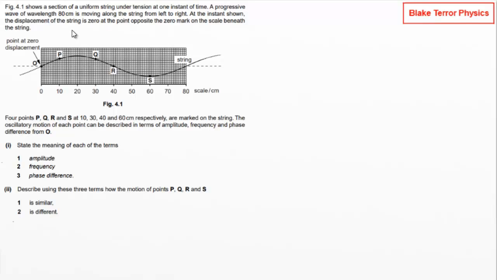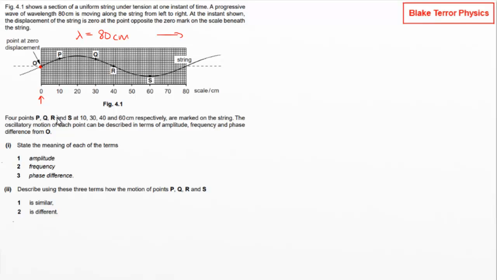Progressive wave of wavelength 80 centimeters. All right, so let's put that down. Moving along the string from left to right. So it's moving that way. At the instant shown, the displacement of the string is 0 at the point opposite the 0 mark on the scale beneath the string. Right, convoluted way of saying that this O here is at equilibrium, next to the 0 on the scale. So, yeah, anyway, that's what it's getting at.